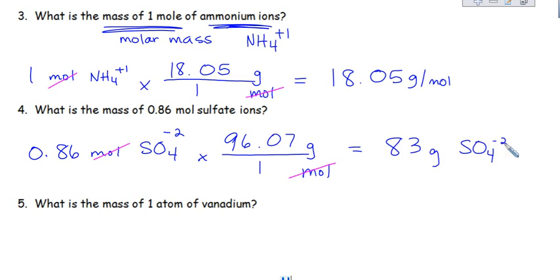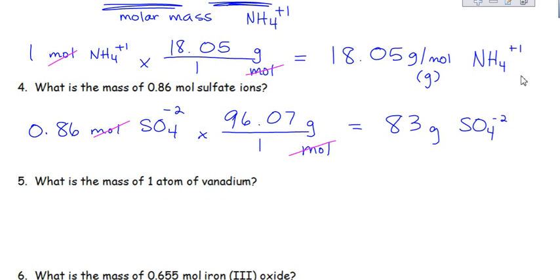Up on top, I don't mind if you just have that as grams. It's asking what is the mass. And that would be my ammonium ion, plus 1. So it's okay if you have an ion. The molar mass does not change if we gain or lose a few electrons.